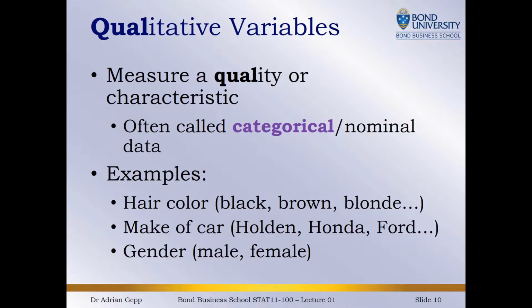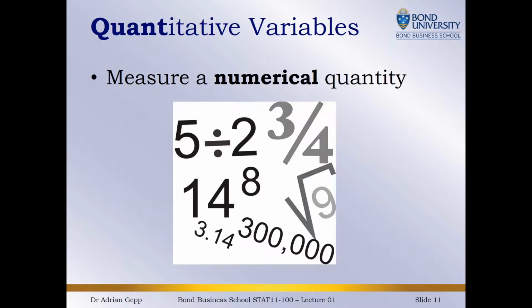The contrast here is quantitative variables, which measure a numeric quantity. So we can add them, we can average them, we can do different mathematical calculations that we couldn't do with qualitative variables. But that's the main distinction. Qualitative variables measure a quality or a characteristic. Quantitative variables measure a numerical quantity.